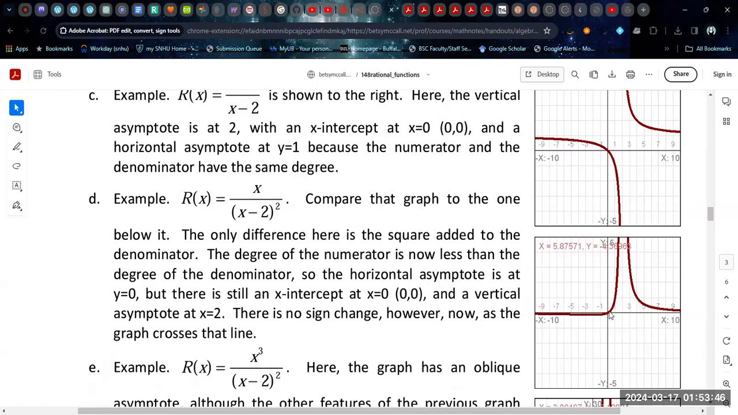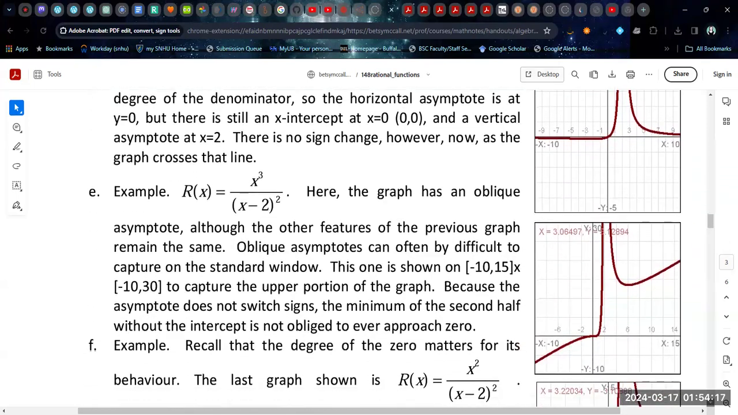Now, if we have a factor in the denominator which is squared, then again, this one is still going to go through 0, but now it's going to go up to positive infinity, and then it's going to come back down from the same infinity. Now, in this case, the denominator has a larger degree than the numerator, and so the horizontal asymptote is going to be 0. But because the graph has to pass through (0, 0), it's actually going to go past it a little bit and then come back up to the asymptote on the other side.